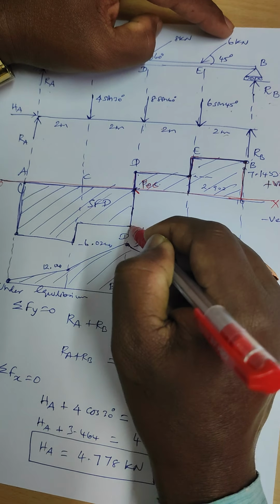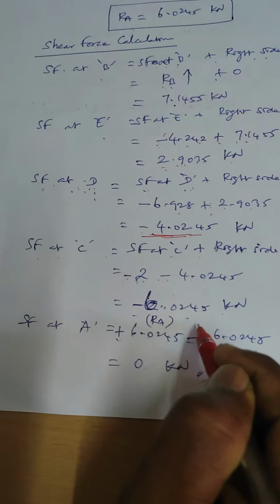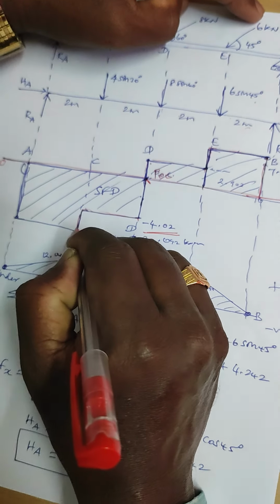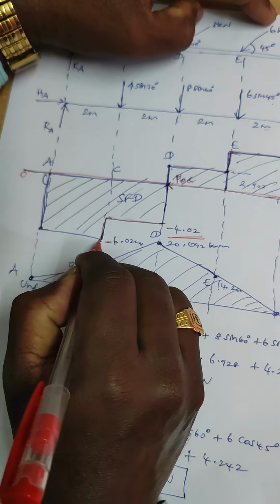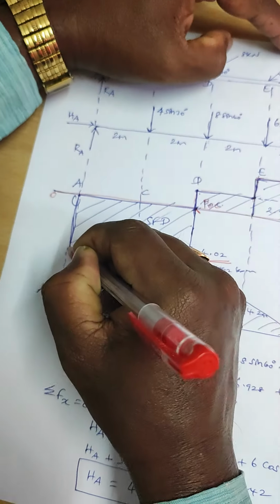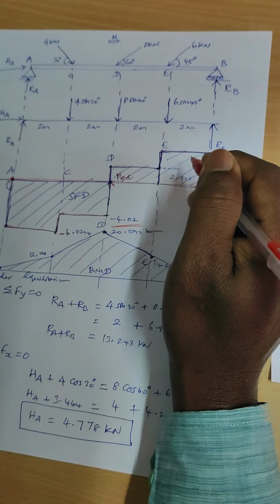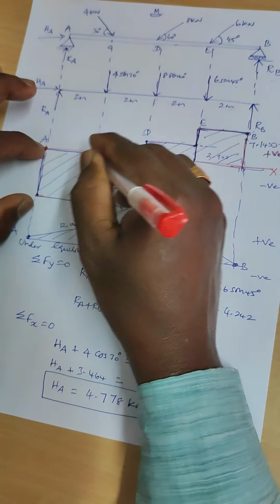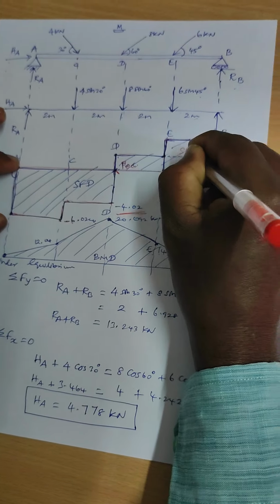After drawing minus 4.02, go at the same height left side up to reaching C. Shear force at C is minus 6.0245. Once it reaches C, suddenly increase the value up to minus 6.0245. After reaching that, it goes on at the same height to A. Once it reaches point A, it comes to 0. Why? Because there is no shear force value at the particular point A. So you started on the positive side and ended on the negative side. Okay, so draw the hatching line. This diagram is called the shear force diagram.